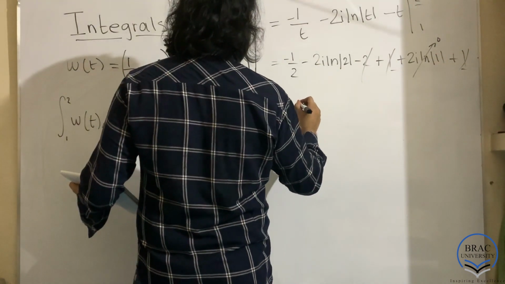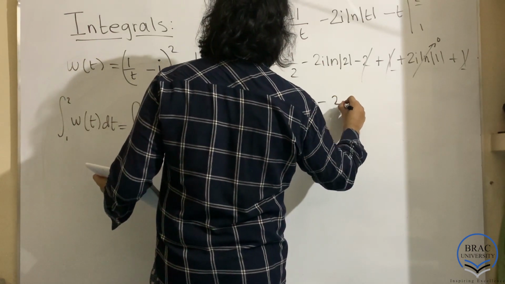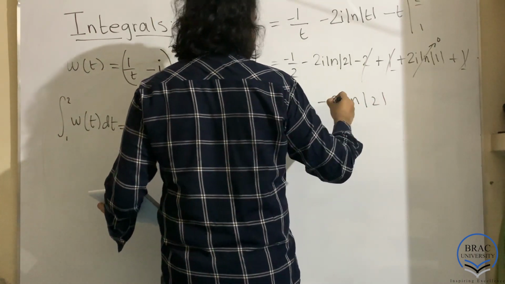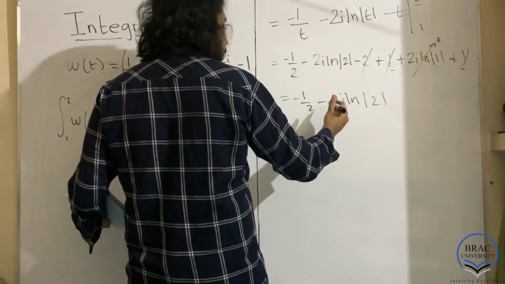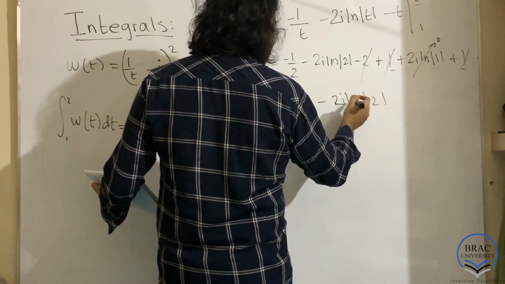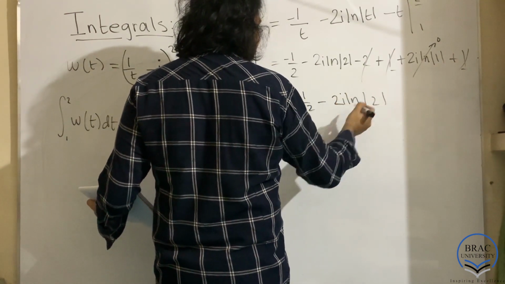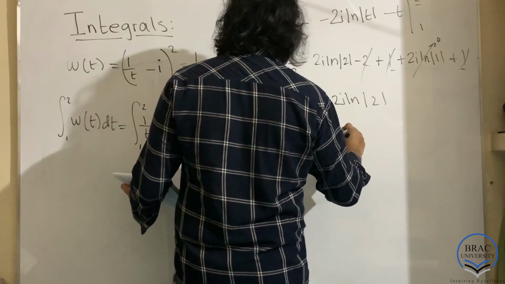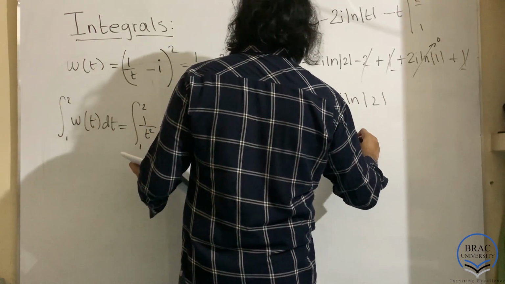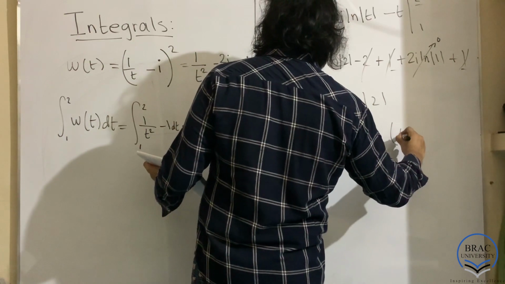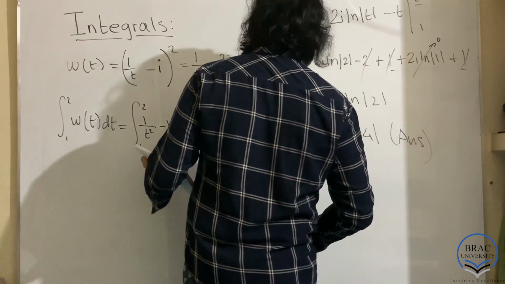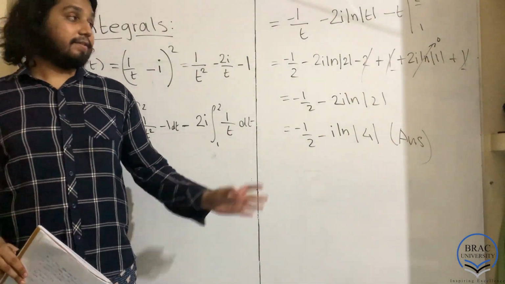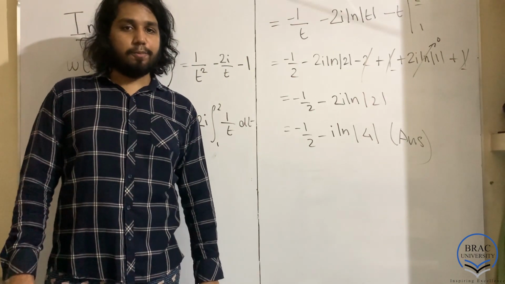At the end of the day, what we're left with is minus half minus twice i natural log of modulus of 2. You can take the 2 inside, which simply makes it a power. So we have minus half minus i ln modulus of 4. And that is your value for the definite integral of a complex valued function which takes inputs t. Thank you, and hope to see you again in the next video.